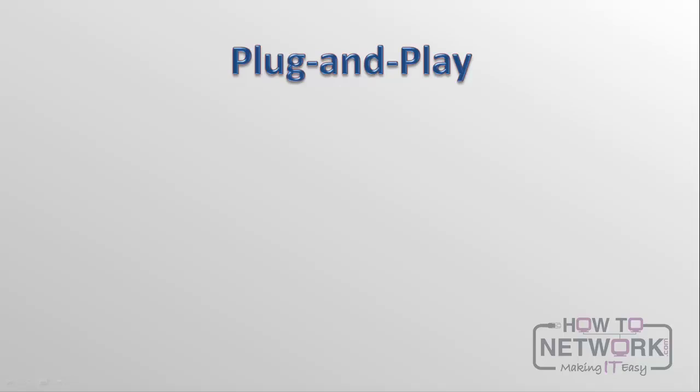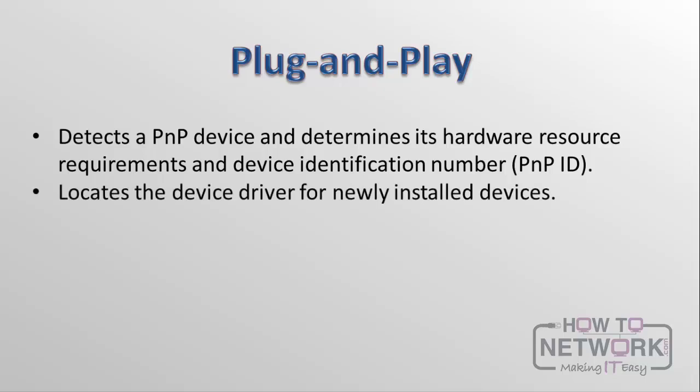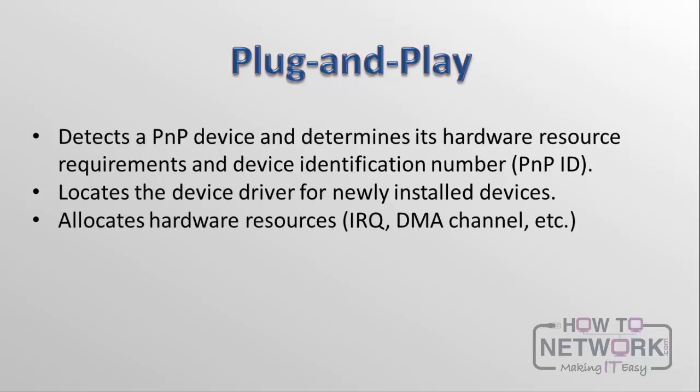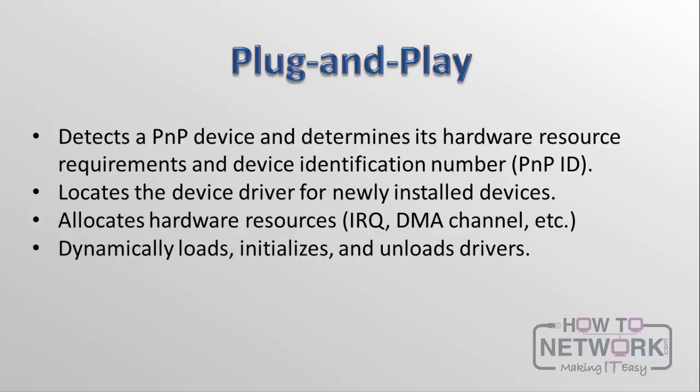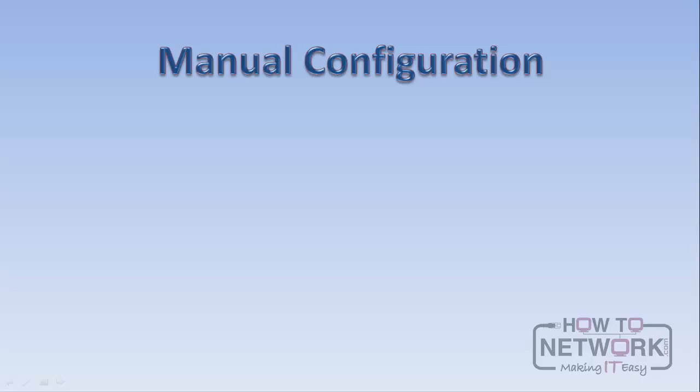Plug and Play in Windows Server 2008 does many things for you. It'll detect your Plug and Play device and determine its hardware requirements and its device ID. It'll automatically locate the driver for anything new that you've installed. It'll allocate the hardware resources, including the IRQ, the DMA channel, memory, and so on. It also dynamically loads, initializes, and unloads the drivers, and it notifies other drivers and applications when a new device is available. If you have old hardware, such as an ISA drive, you might need to manually configure it.